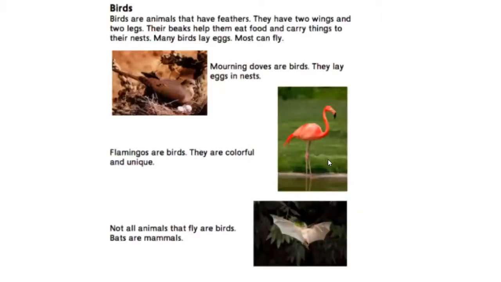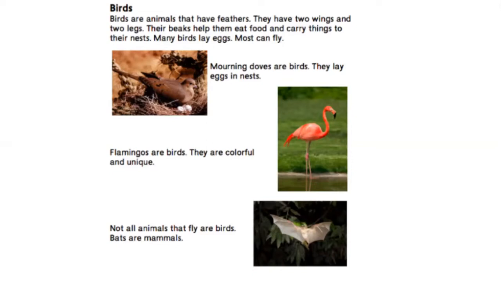Birds. Birds are animals that have feathers. They have 2 wings and 2 legs. Their beaks help them eat food and carry things to their nests. Many birds lay eggs. Most can fly. Mourning doves are birds. They lay eggs in a nest. Flamingos are birds. They are colorful and unique.